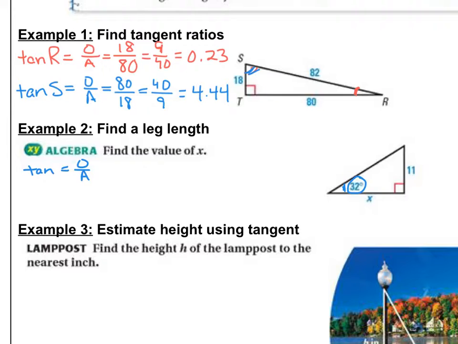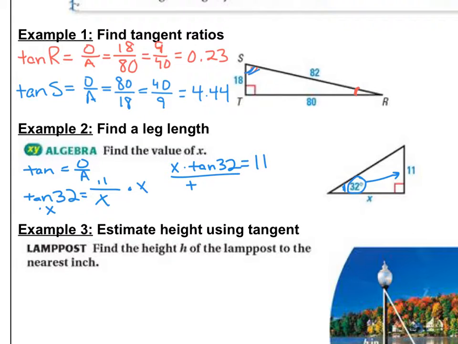So in this case, we are going to use the tangent of 32 degrees is equal to opposite, which is 11, over adjacent, which is x. So now we have to solve for this. We need to get x by itself, but because x is on the bottom, we have to multiply both sides by x. That's going to give us x times the tangent of 32 equal to 11. Then we'll divide by tangent of 32.